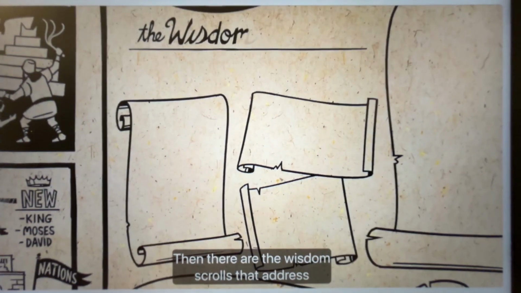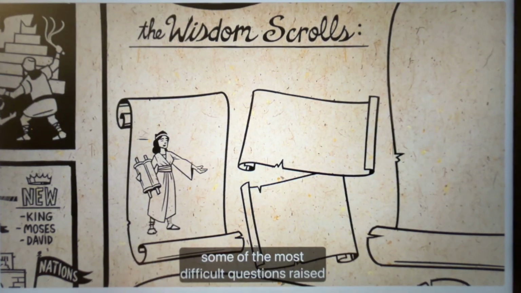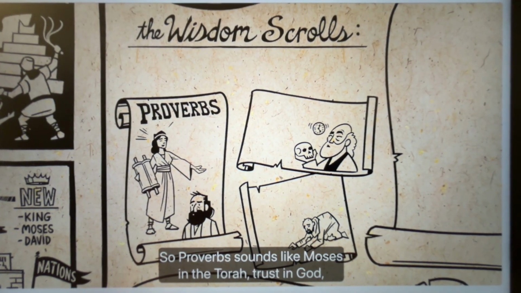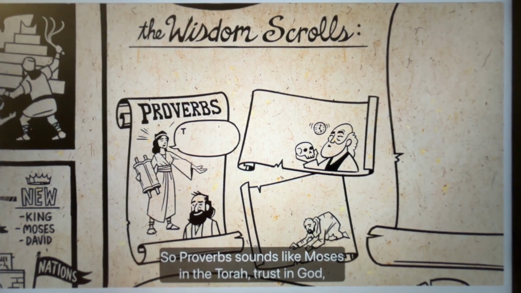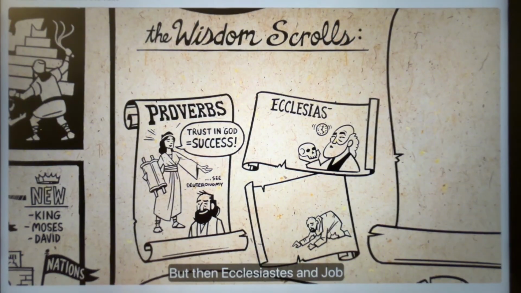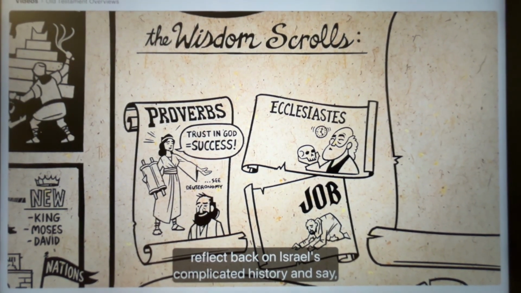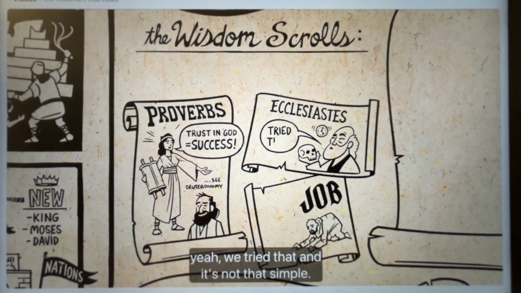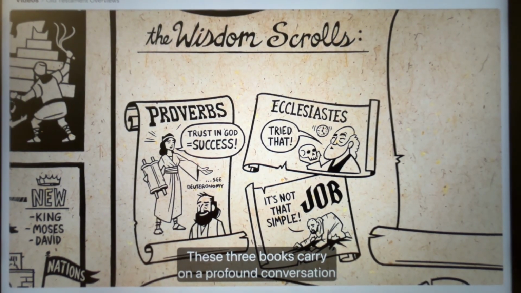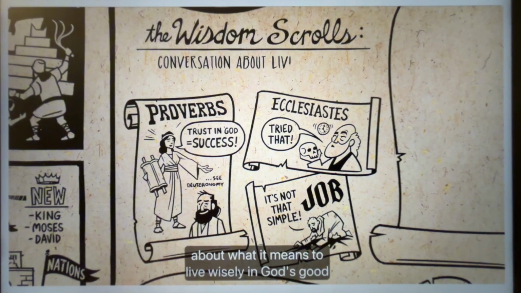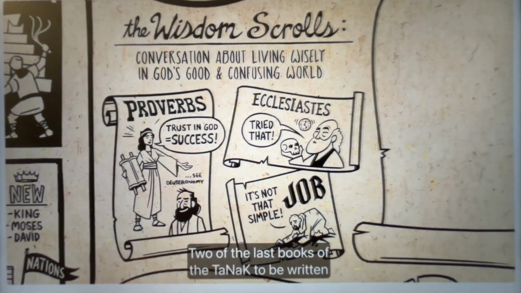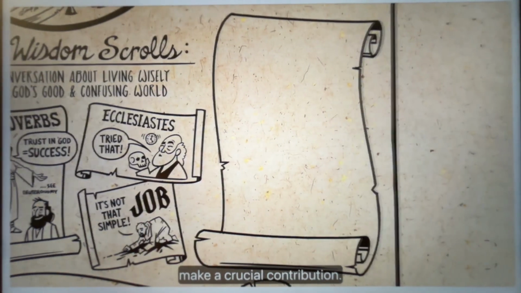Then there are the wisdom scrolls that address some of the most difficult questions raised by the story of the Torah and the prophets. So Proverbs sounds like Moses in the Torah. Trust in God, be faithful and obedient, and you'll have peace and success. But then Ecclesiastes and Job reflect back on Israel's complicated history and say, yeah, we tried that, and it's not that simple. These three books carry on a profound conversation about what it means to live wisely in God's good and often confusing world.